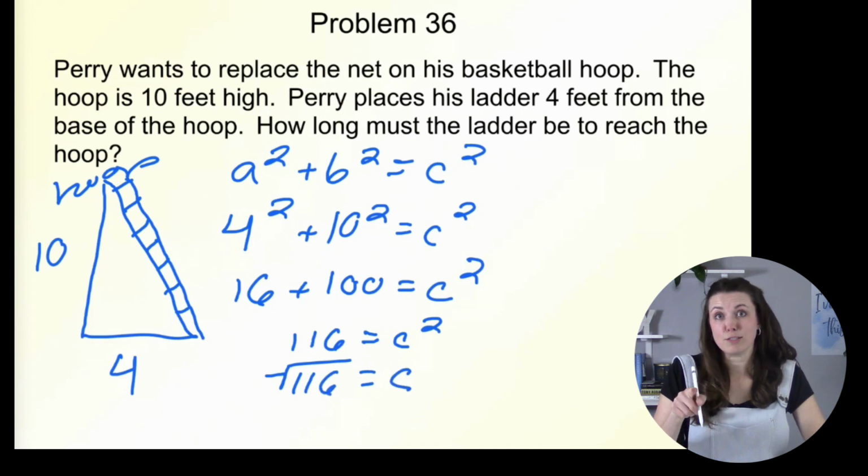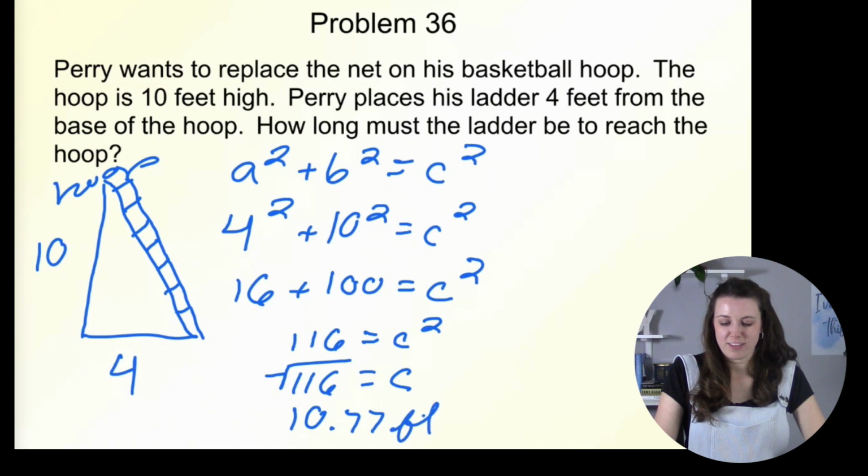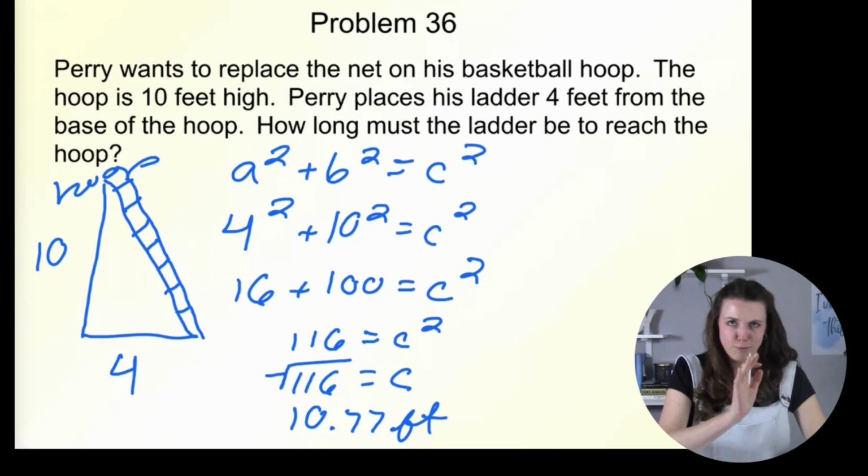Make sure you know how to do the square root on your calculator. And I get 10.77 feet is how long his ladder needs to be, unless he scooches it forward.